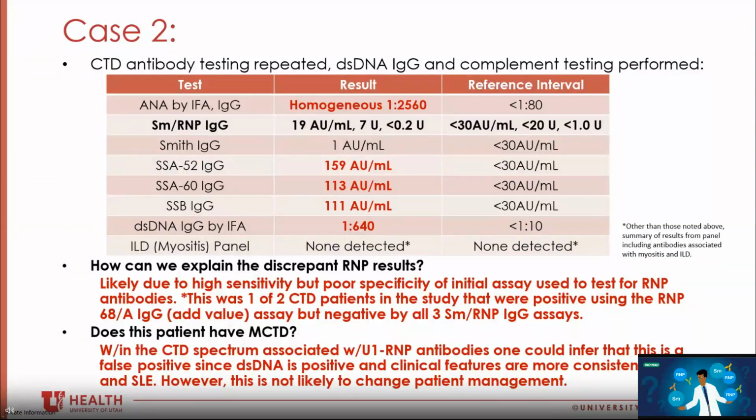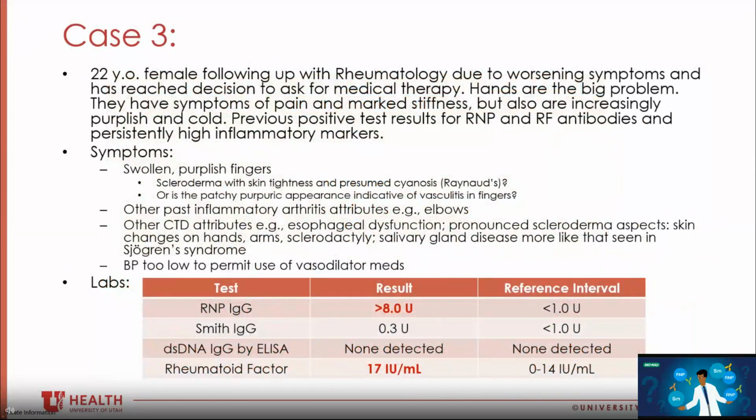Our final case involves a 22-year-old woman who developed worsening pain, stiffness, discoloration, or cyanosis in her hands, and changes in the appearance of the skin on her hands and forearms. She was also experiencing additional symptoms such as esophageal dysfunction, sclerodactyly, and salivary disease. Her previous laboratory results were positive for rheumatoid factor and RNP antibodies, as well as persistently high inflammatory markers. She presented to the rheumatology clinic for follow-up and requesting treatment be initiated at this point.